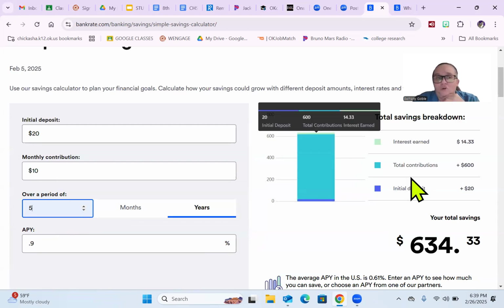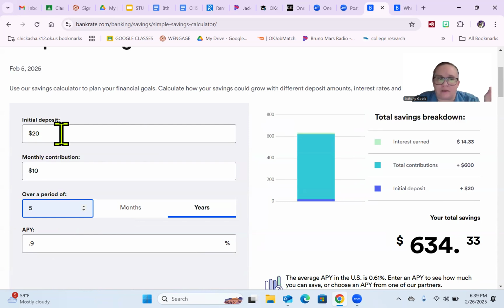If you look over here, I put $20 in my account, $10 a month after that, and I did that for 5 years. That's all I did. I just put $10 in the account. I now have $634. Now you might say, well, most of that was yours. You're right. The bank still just gave me $14.33. Now you might be like, that's not that much, right?